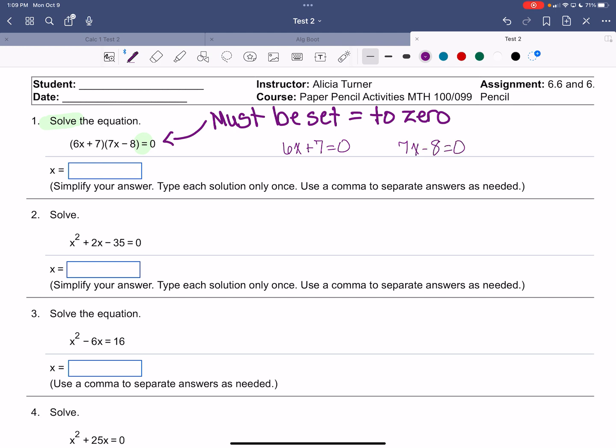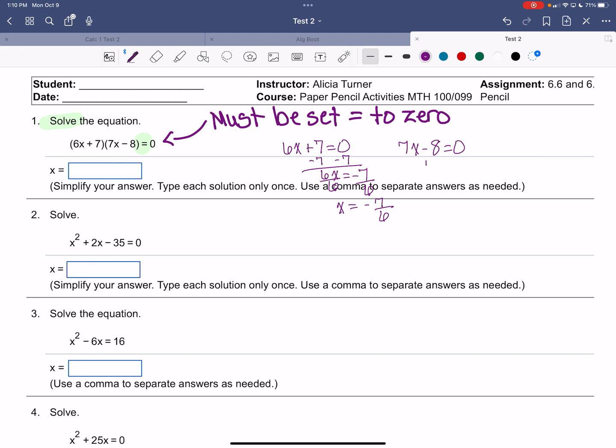So then for this one, I'm going to subtract 7 from both sides, and I'm left with 6x equals negative 7. And then I'm going to divide both sides by 6. I am dividing both sides by 6, and so my answer here is x equals negative 7 over 6.